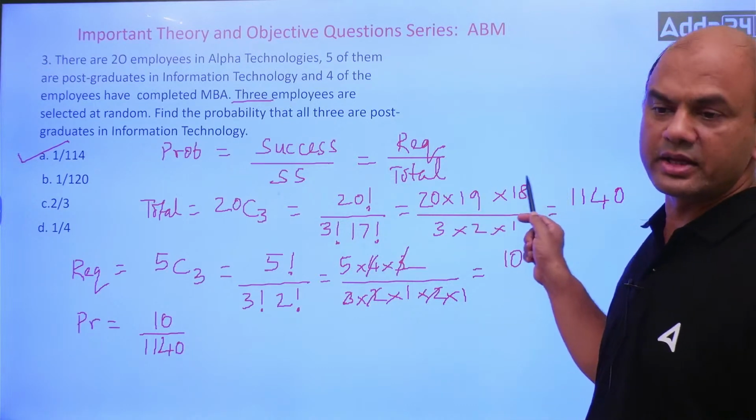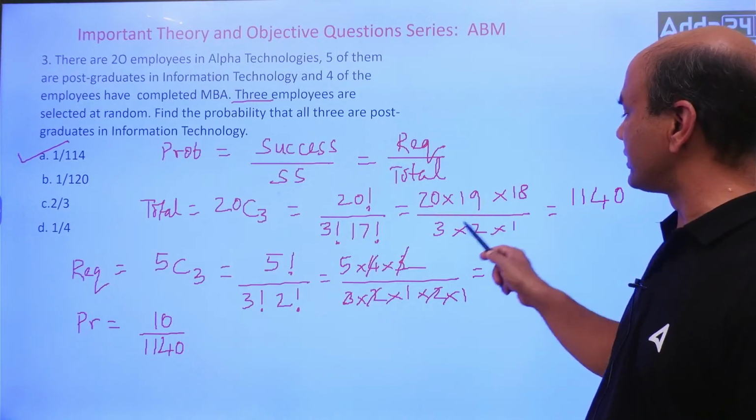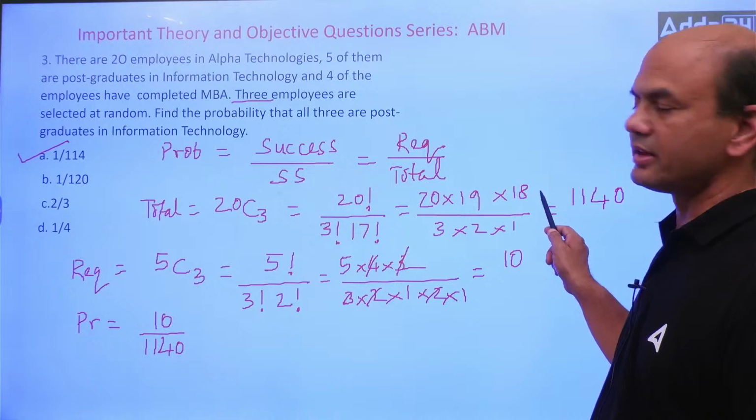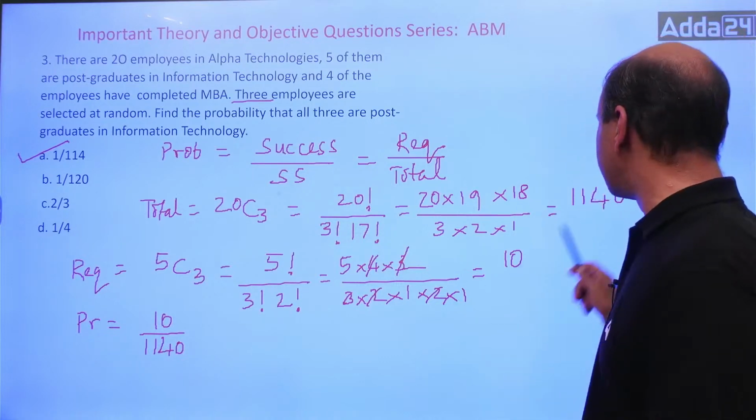Find the answer. Are you getting it? 1140. 20 into 19 into 3, because 3 sixes are 18. Okay, so 3 it will be over here. So you get it as 1140.